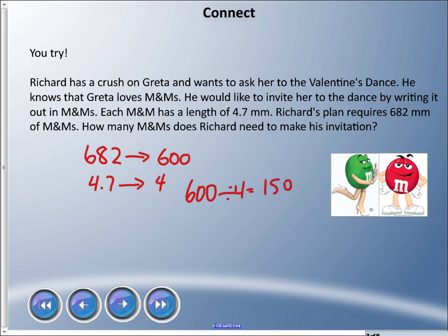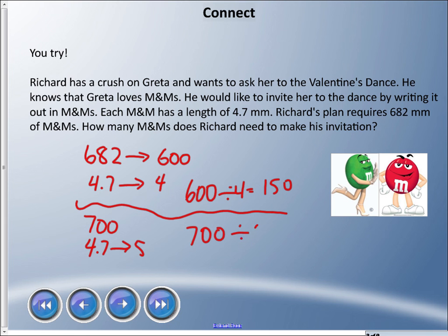Okay. Now, we could use compatible numbers. I'll divide this up here. 700 is a better compatible number for 682. And 4.7, well, we can change that to 5. That's a little bit more compatible. So we could do 700 divided by 5. I know 70 divided by 5 is 14, and I just need to add a 0. So he needs about 140 M&Ms.